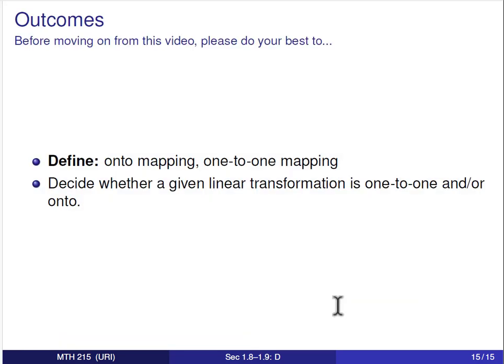We've talked about what it means for a function to be onto, what it means for a transformation to be one-to-one, and we've illustrated different ways you can decide whether a linear transformation is one-to-one and or onto.